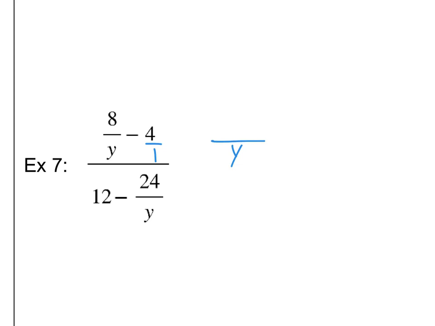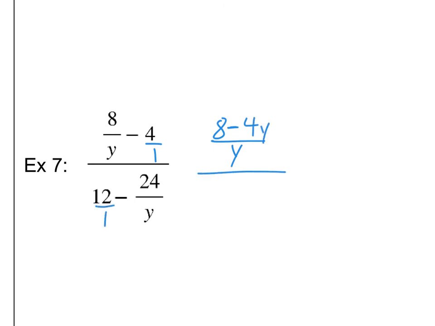8 over y. To get to y, I don't need to multiply by anything, right? I can just leave it as 8. What about 4 over 1? How do I get from 1 to y? Multiply by y. Okay, so I keep my subtraction sign. What is 4 times y? 4y.